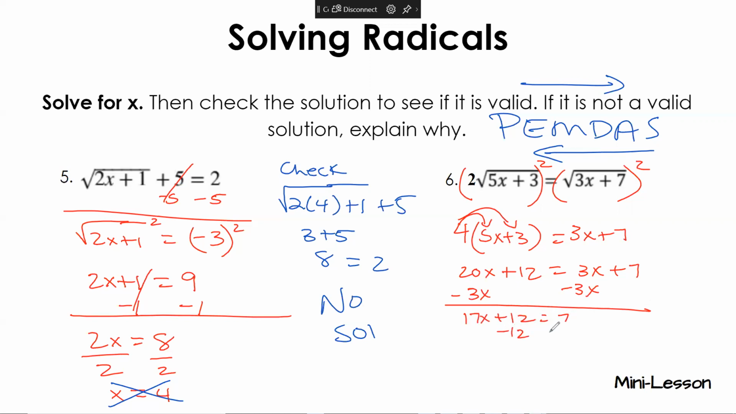I'm gonna subtract 12 from both sides. And that's gonna give me -5. I'm gonna divide by 17 on both sides. So x is gonna equal -5/17.